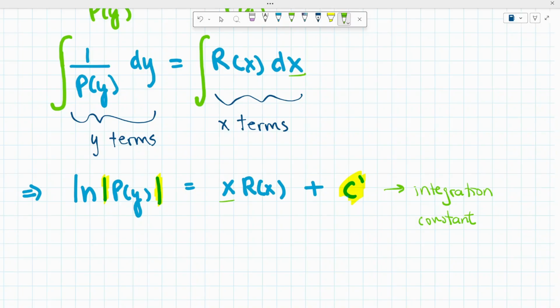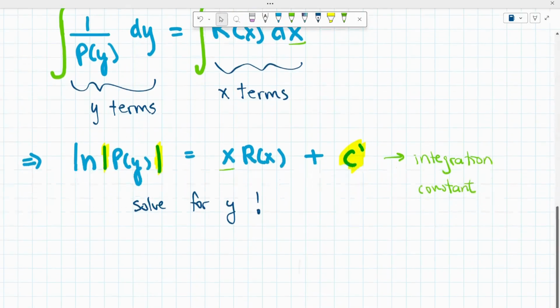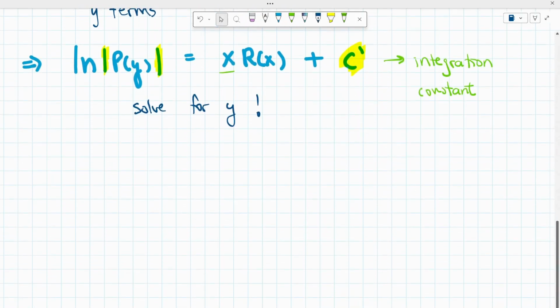Okay, so what do we have to do next? Next, we always want to solve for y. That is the purpose of solving this differential equation: we need an answer in terms of y. So how can we now rearrange for y in our equation? The first thing we need to do is free the y from the ln.